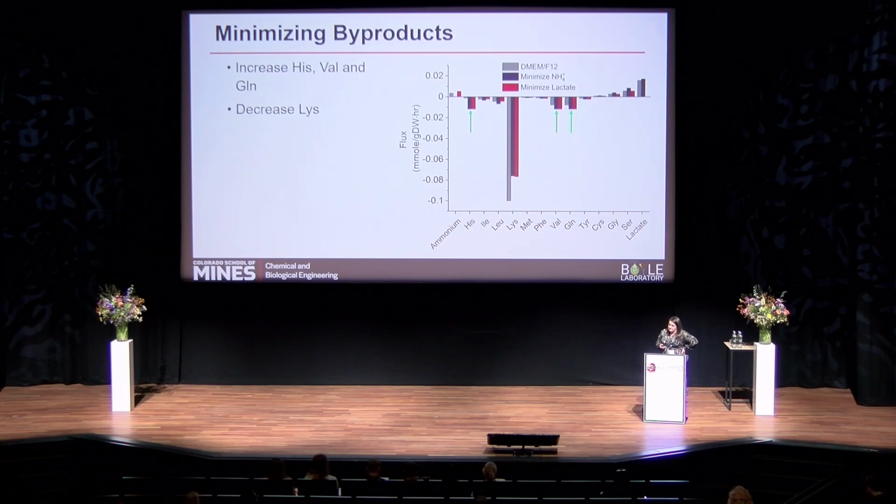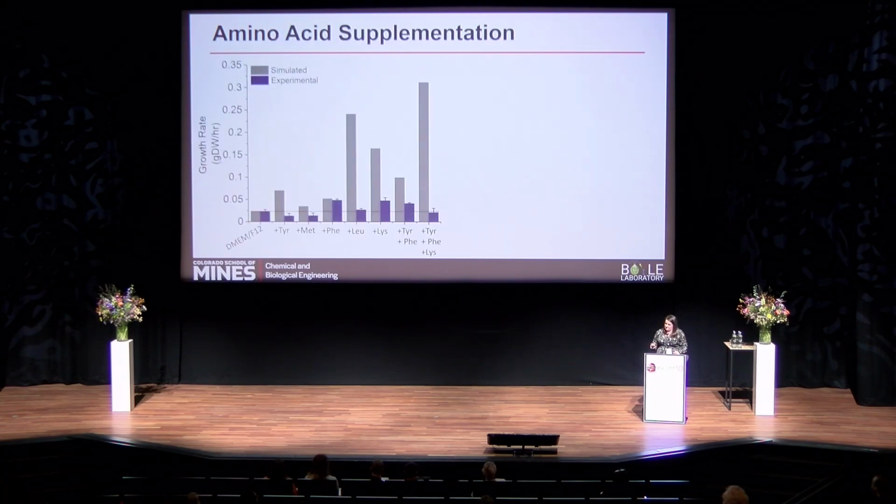reduce the ammonia and lactic acid production, but that one's a bit tricky because lysine has a pretty big play on biomass productivity, right? So you have to weigh the relative weight of how much you want to reduce your byproducts versus your biomass. And then what we did was look at amino acid supplementation. So we ran simulations to see which amino acids would have the greatest impact on growth rate.